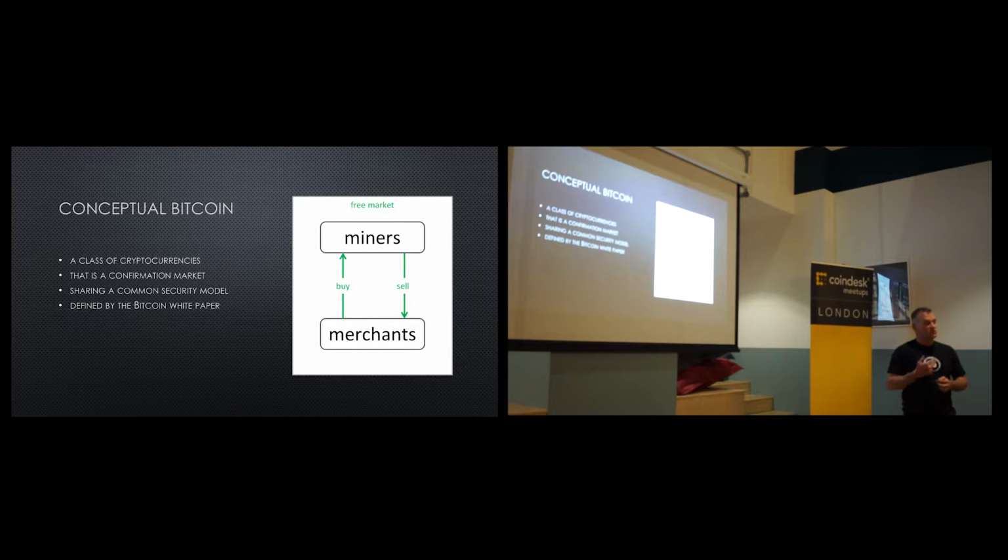These set of cryptocurrencies share a common security model that is defined by the white paper. So this complex graphic I've got here for you, you see miners and merchants. Every market has people who are buying and people who are selling. Actually, it really doesn't. It has two parties that are trading one thing for another thing. In the case of Bitcoin, what Satoshi created was a market for people to sell confirmations and people to buy those confirmations.